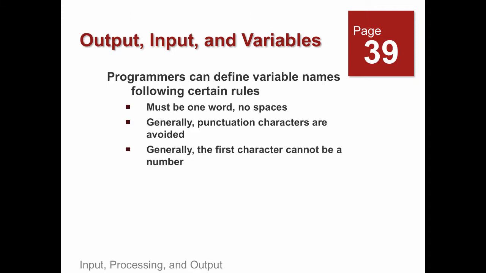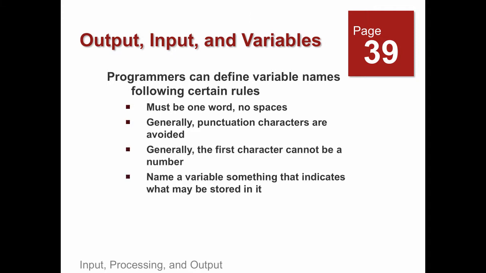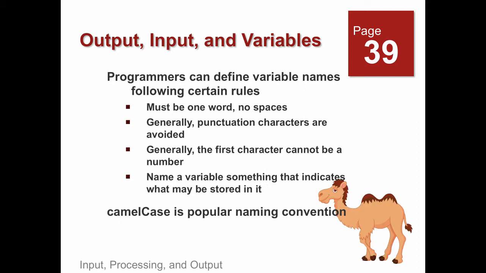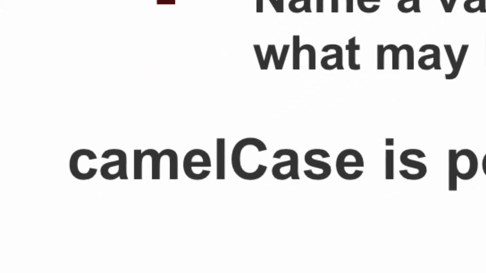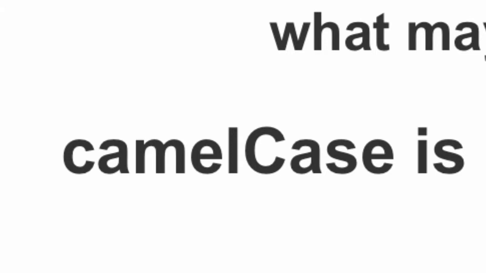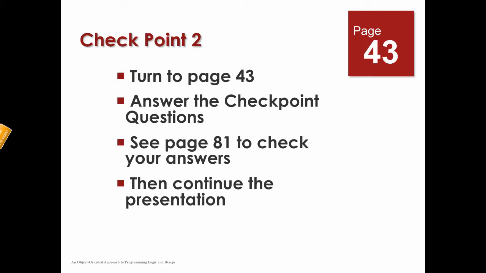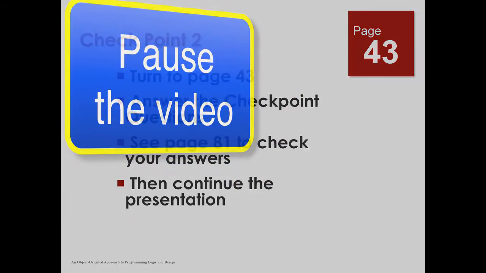Generally, the first character cannot be a number. The name of the variable is something that indicates what is really stored there. So you would call it something like annualPay2009. We use what is called camel casing, and that's popular for naming convention because it gives us a chance to put words together. So camel case, you'll notice that's the way it's written: lowercase c in camel and uppercase C for case, and every word thereafter. So turn to page 43 and do the checkpoint.